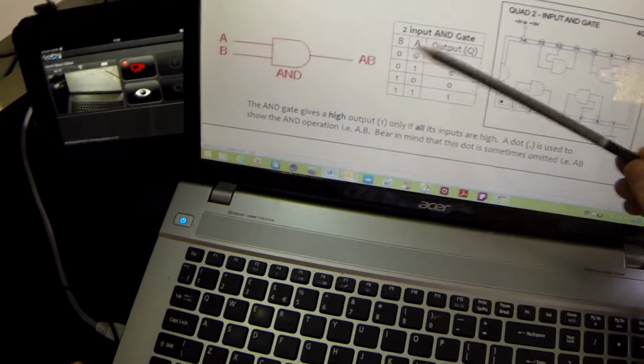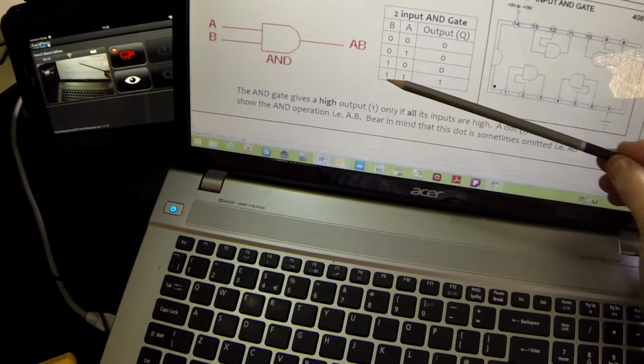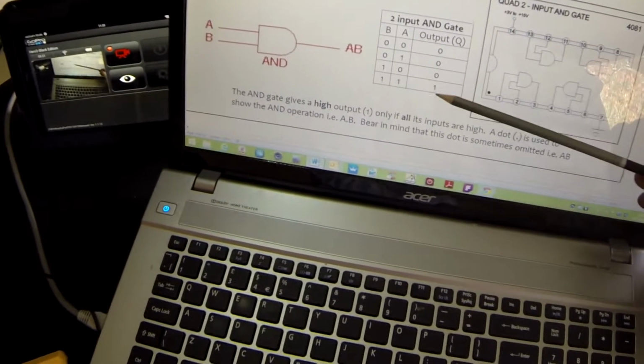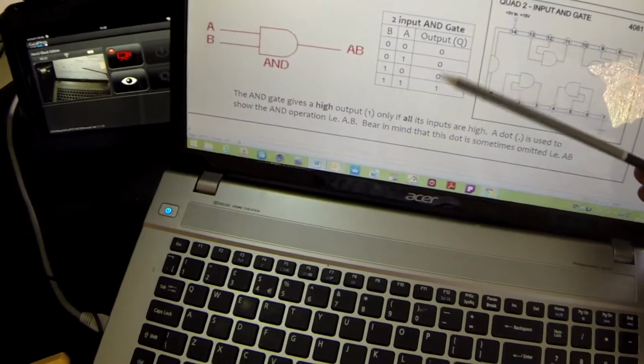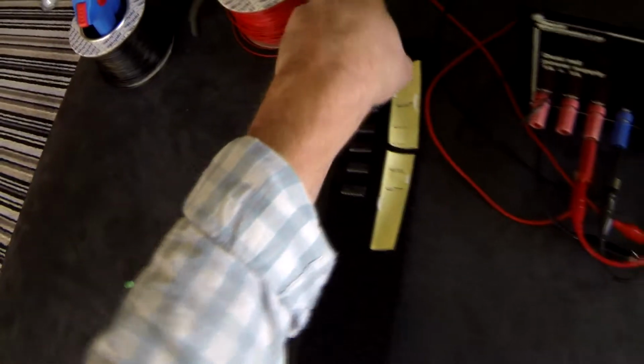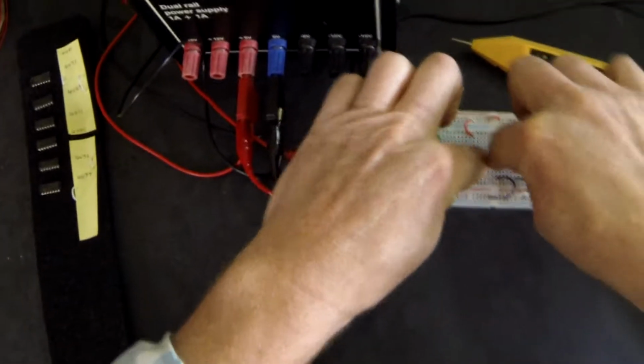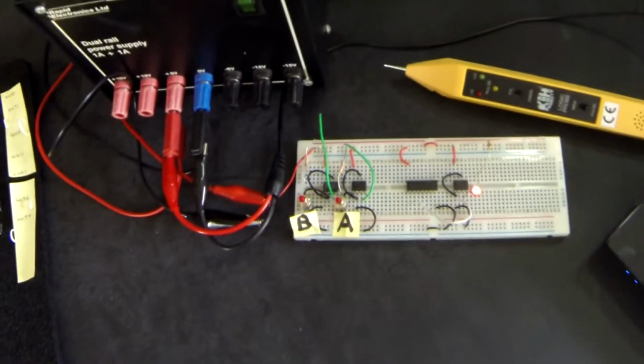In other words, when A and B are pressed, the output will be high. Apart from that, none of the others will give that output. So let me put my first chip into the circuit. This is a 4081. Making sure it's located well down into the breadboard.